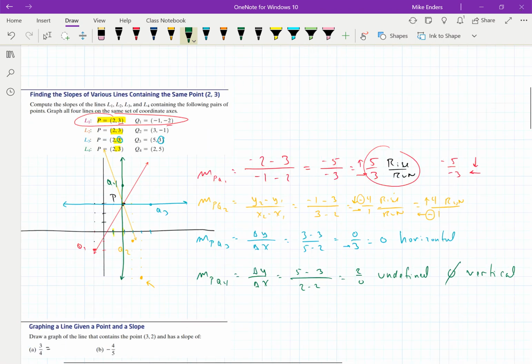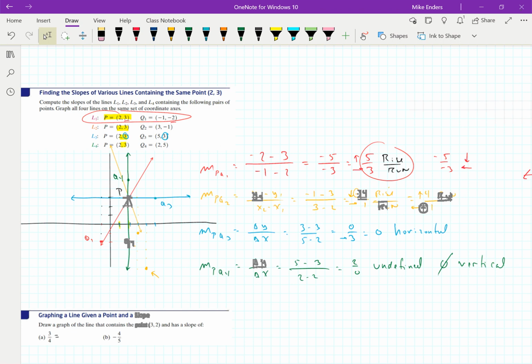So taking a look at this example, we ended up with 4 different types of slopes overall. On this first one here, M sub P Q sub 1, we ended up with a positive slope. We ended up with a negative slope. Then we ended up with 0 slope. And then we ended up with undefined slope.